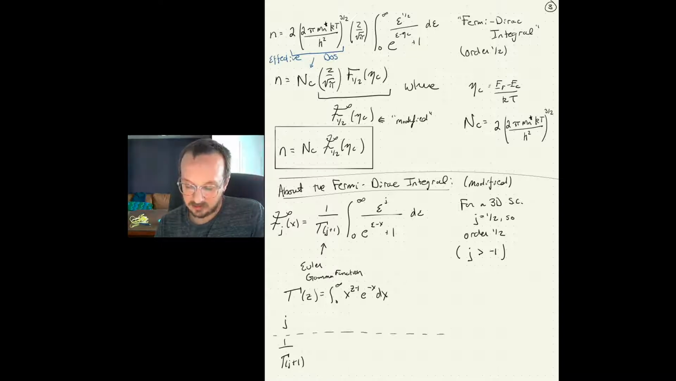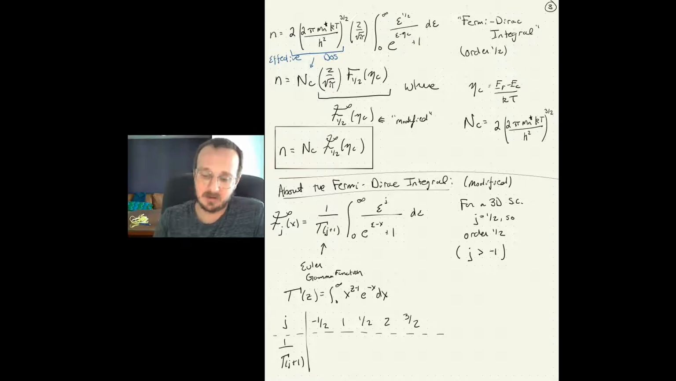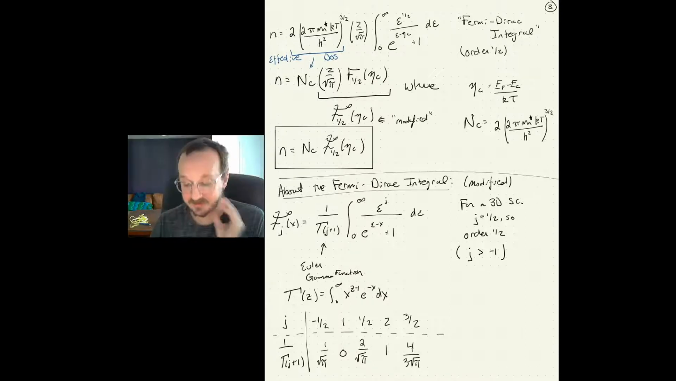We'll draw this dashed line, and say, okay, first for j equals minus 1/2, order 1/2, 1, 2, and order 3/2. You can get an idea. For order 1/2, the 1 over the gamma function of 3/2, because it's j plus 1, equals 1 over square root of pi. For order 1, it equals 0. For order 1/2, it's 2 over square root of pi. For order 2, it's 1. For order 3/2, it's 4 over 3 square root of pi. So this is where the 2 over square root of pi comes from.